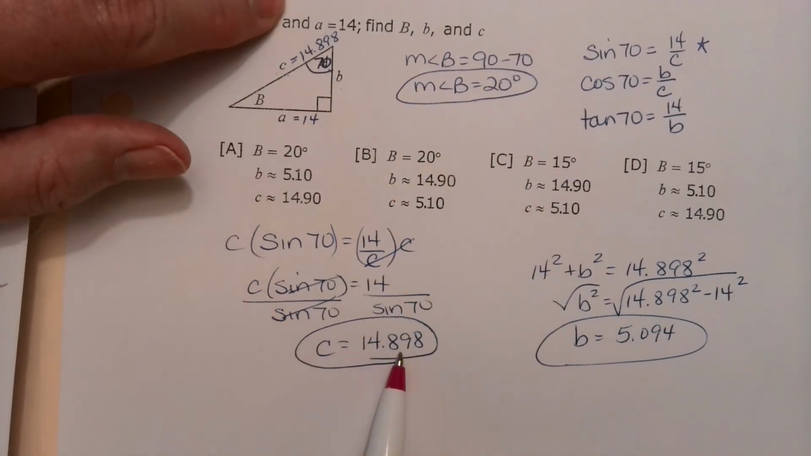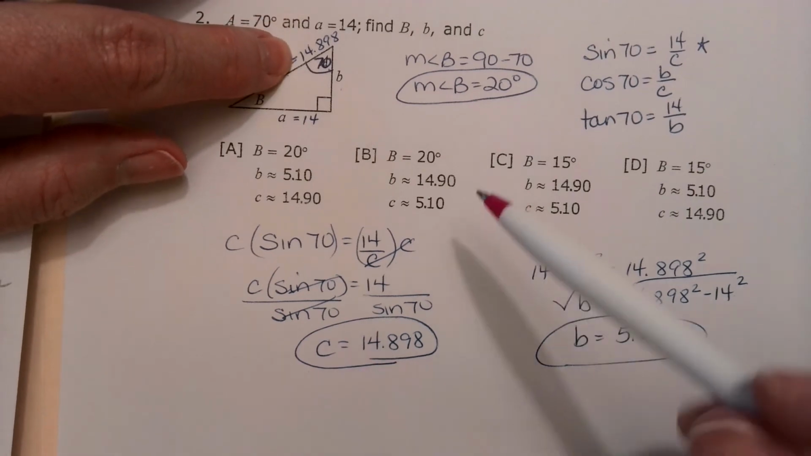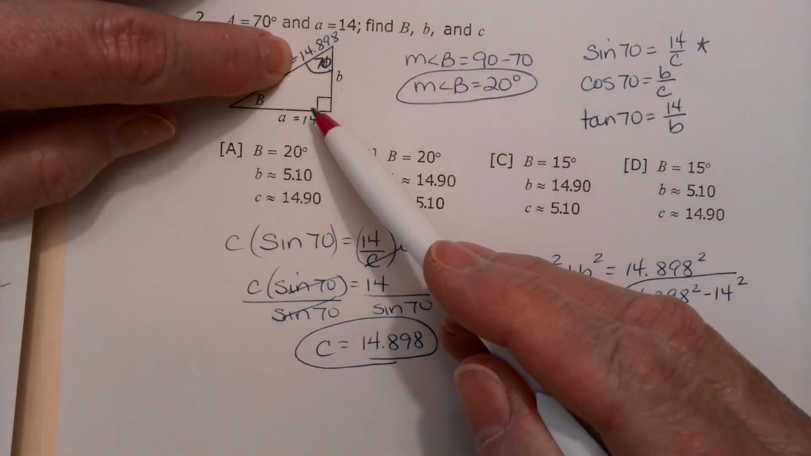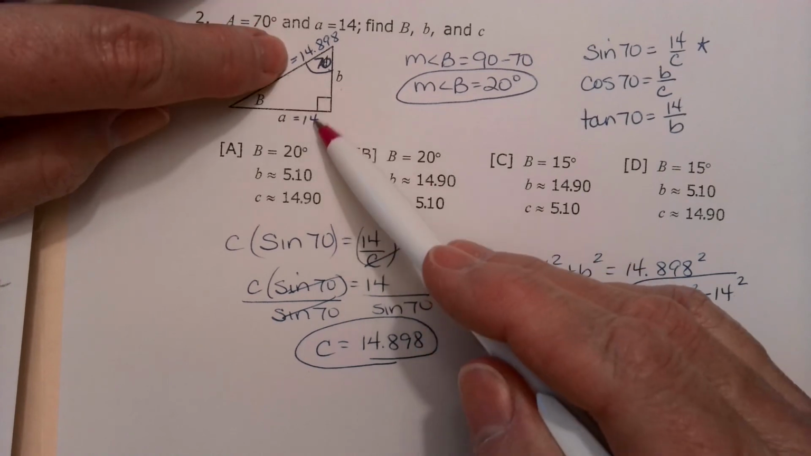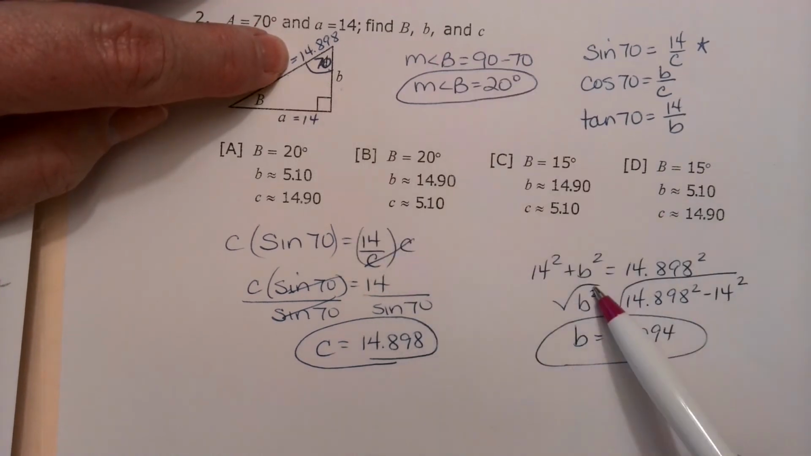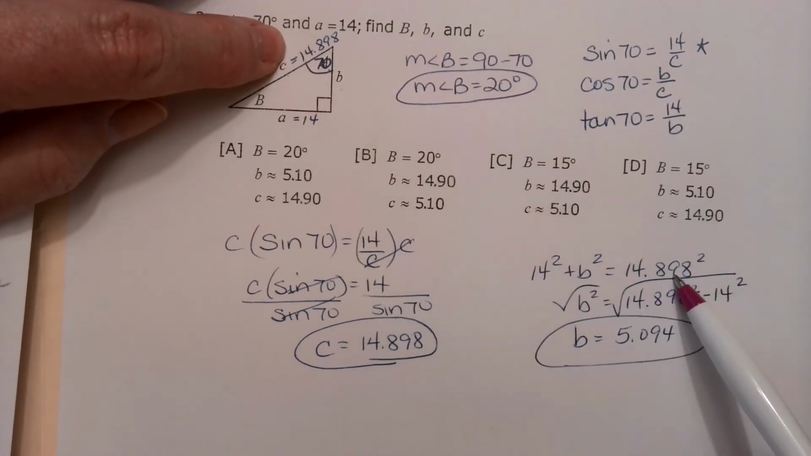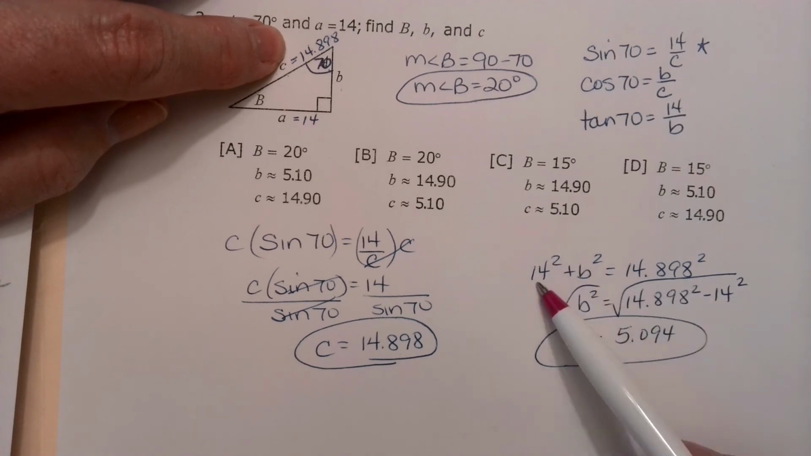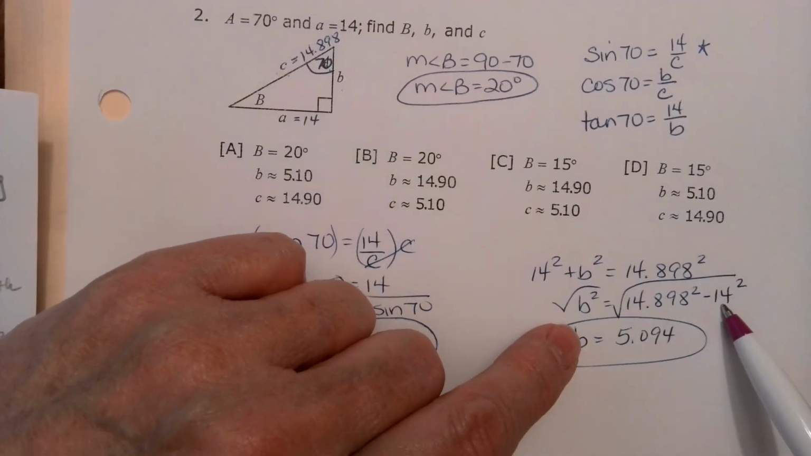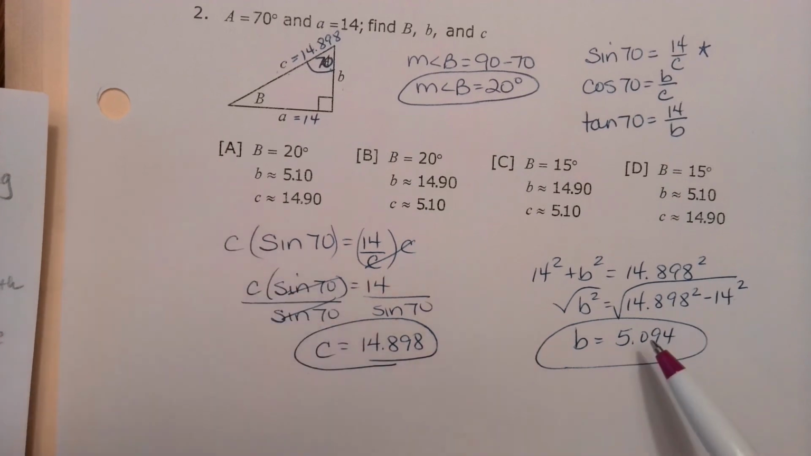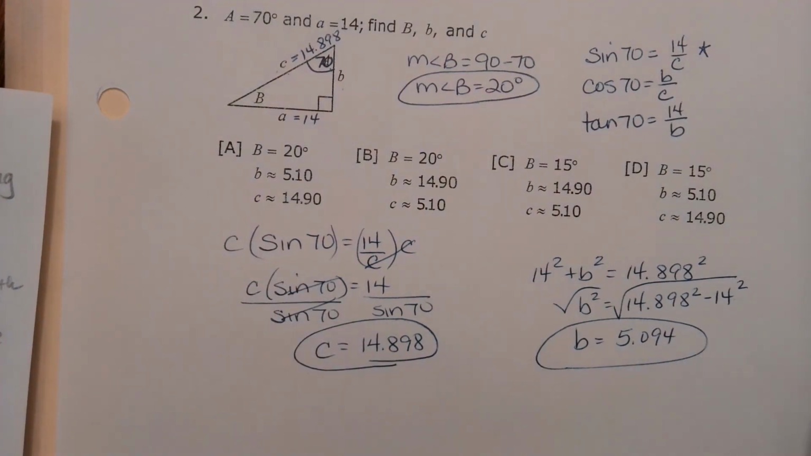Now once you get what the hypotenuse is, then you can use Pythagorean theorem. So I know a squared plus b squared equals c squared. So 14 squared plus b squared equals what c is squared. Again, subtract this from both sides, and this will just come over here. And then take the square root of both sides. And you should get your final answer. Make sure you round to 3 decimal places.